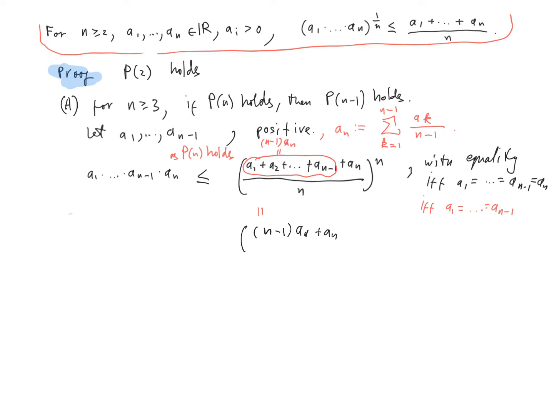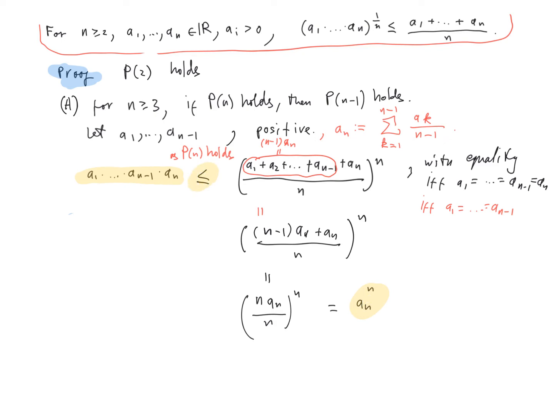Okay, so let's rewrite it as equal to the expression n minus 1 times an plus an, divided by n, and all of this to the power n. But this expression simplifies to n times an divided by n to the power n, which is equal simply to an to the power n. So let's look at the two sides of this inequality. On the left hand side we have the product of a1 up to an, and on the right hand side we have an to the power n.